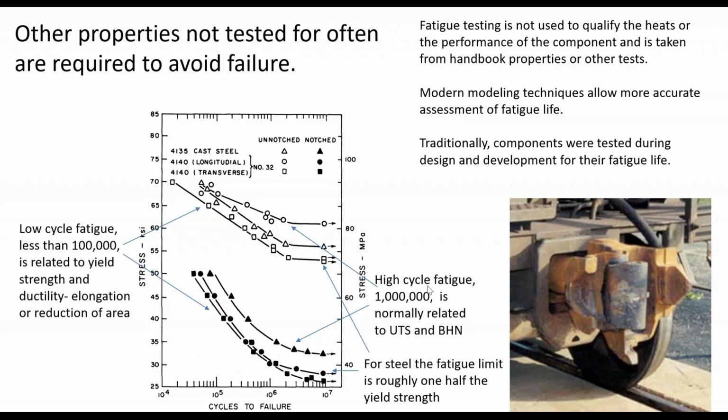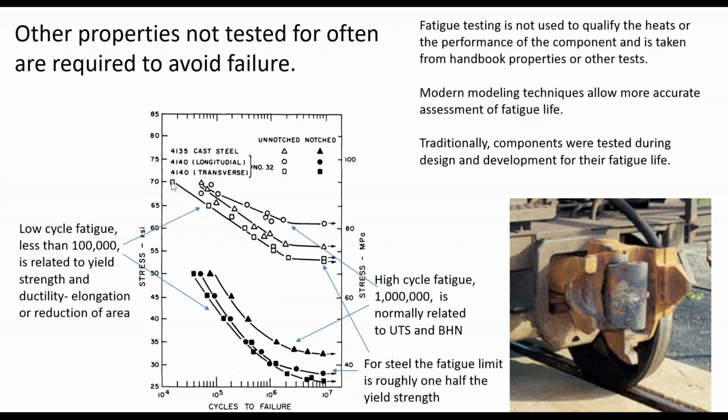Traditionally, though, we designed around high cycle fatigue to make sure the components were completely safe. High cycle fatigue is when you survive more than 1 million cycles. If you're in the railroad industry, you have to test at 1 million cycles to make sure you don't get failures in the field. And the high cycle fatigue is really related to the ultimate tensile strength, or the hardness. So if you're really concerned about the performance of a steel casting, one of the easy measures, if you're worried about fatigue, is to look at the Brinell hardness to evaluate the ultimate tensile strength to get at this high cycle fatigue performance. For steels, the fatigue limit is roughly 1/2 of the yield strength.